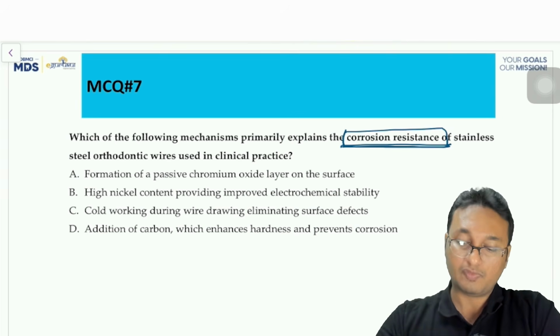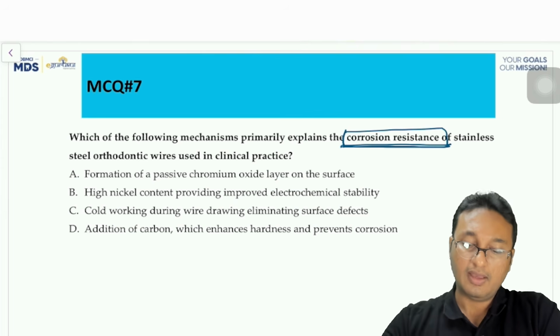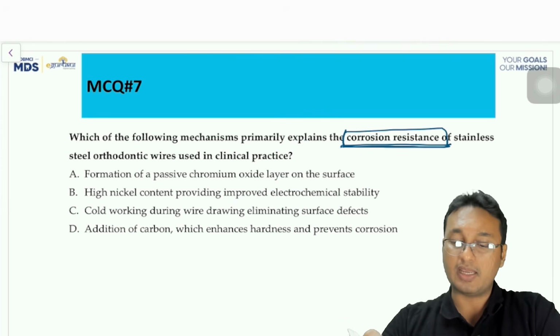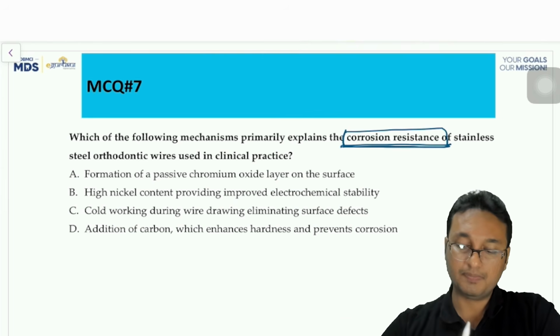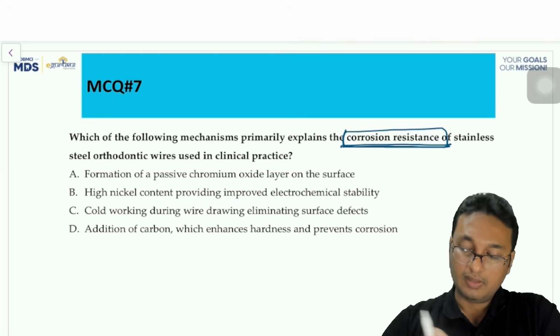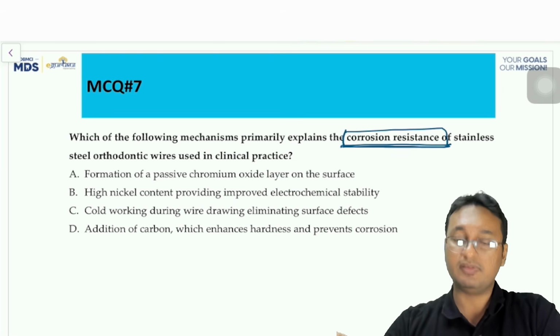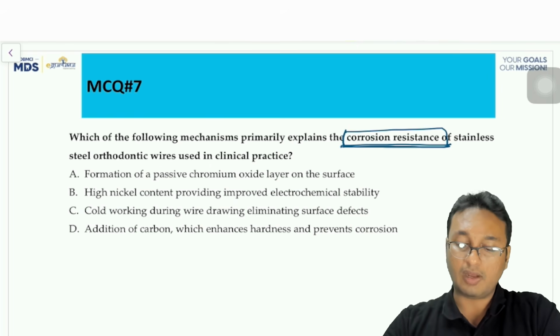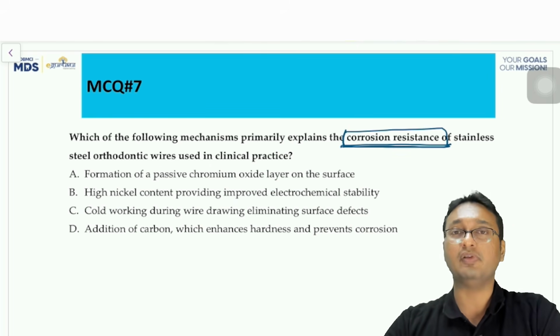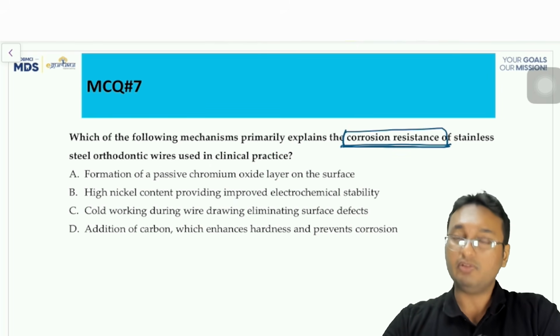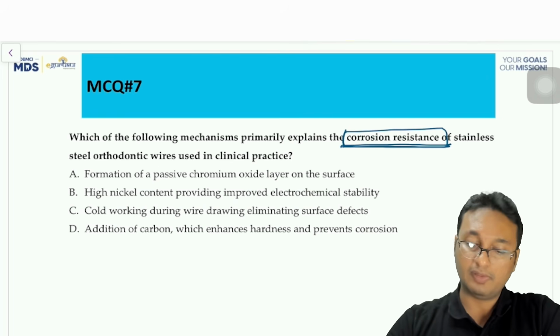Formation of a passive chromium oxide layer on the surface, high nickel content providing improved electrochemical stability. Then we have cold working during wire drawing, eliminating surface defects, and addition of carbon which enhances hardness and prevents corrosion. What do you think should be the answer? Again, it's a very simple question.